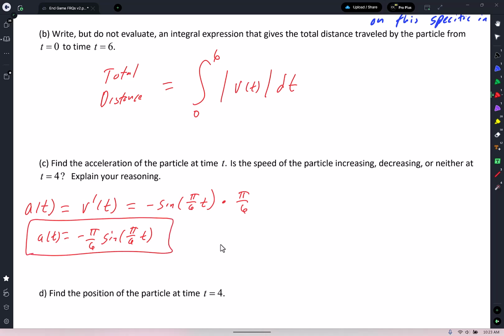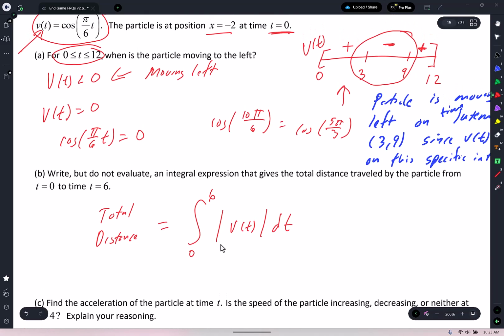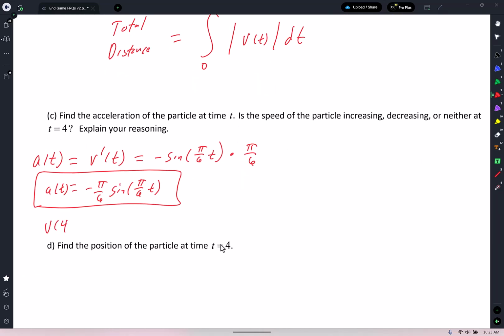Now they want to know, is the speed of the particle increasing, decreasing, or neither at t equals 4? All right, so for that, I need to find my velocity at 4. Did I already get that? No, right? Oh, you know what? We don't even have to do it. I already know that my velocity at 4 is what? Negative. So I'm just going to go velocity at 4 is negative. Unless you really want to know the value, it doesn't ask for it. All they ask is the speed increasing, decreasing, or neither, and to explain. So I definitely need my acceleration. My acceleration at 4 is negative pi over 6 sine, and if I plug in t equals 4 in there, 4 pi over 6 reduces to 2 pi over 3. Let me know if I'm wrong, guys, because I make mistakes all the time.